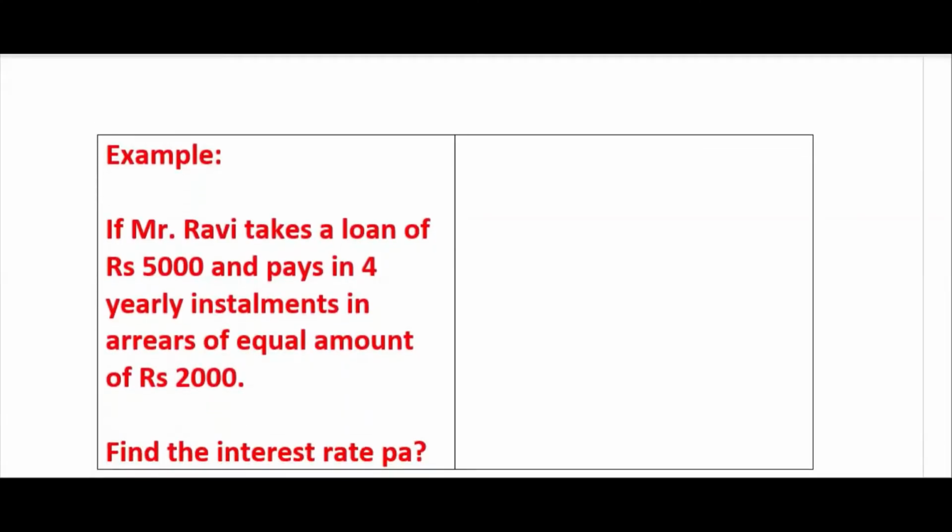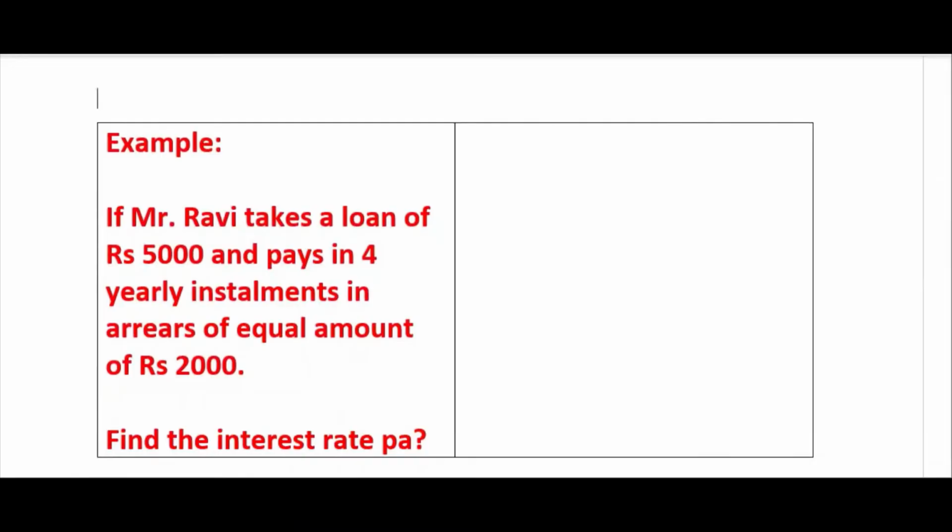We'll solve 3 problems in today's class. See, this is the first example. Mr. Ravi takes a loan of 5,000 and pays in 4 yearly installments in arrears, and the amount is 2,000 per annum. The question is, find the interest rate per annum. You have to find I here.